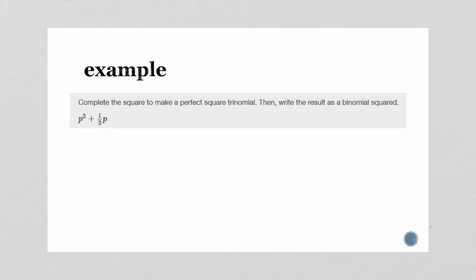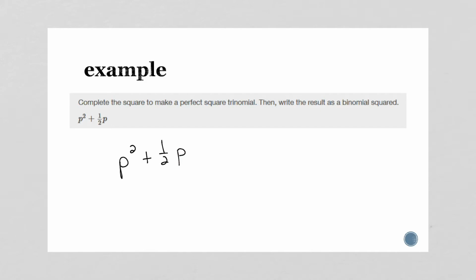Okay, just like I said last time, sometimes you don't always get pretty numbers that are the coefficient of that middle term. So this is one of those cases. We want to identify the coefficient, the number in front of the variable to the first power. So that's 1/2.